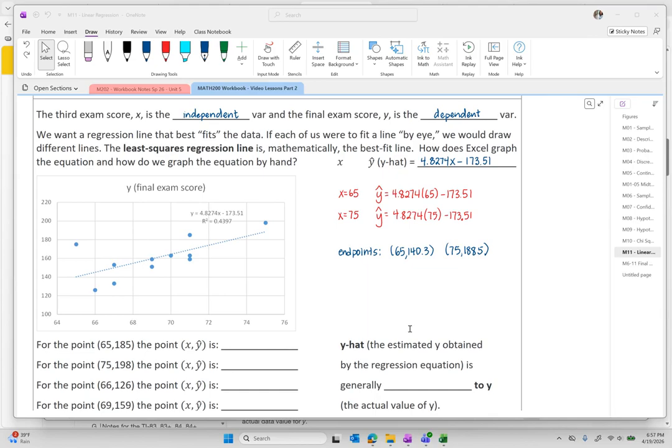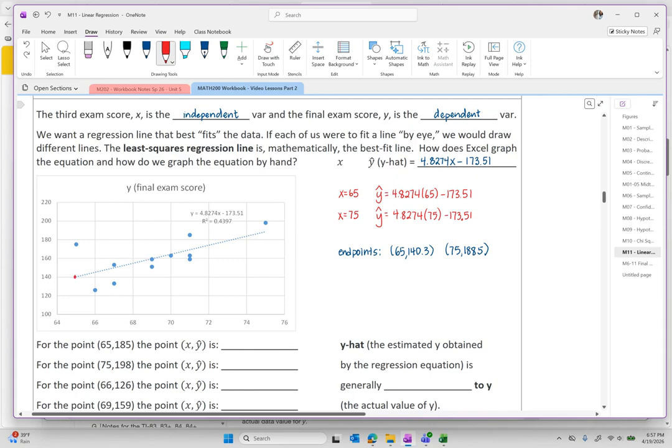So what Excel does is it actually plots the two endpoints on the line. They correspond to the smallest x value of x equal to 65 and the largest x value of x equal to 75, and finds the y hats for those x values, and then it just plots this point x comma y hat and this point x comma y hat and connects the two points. And this is how this line is designed.